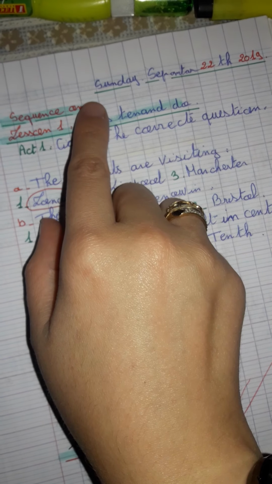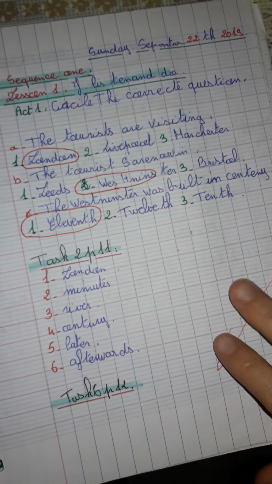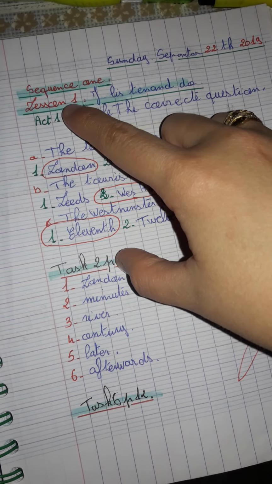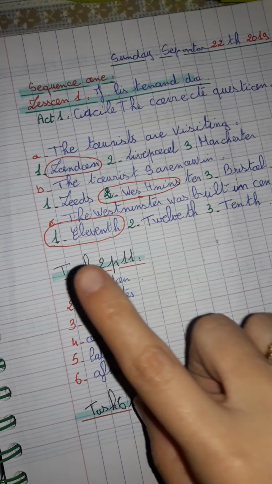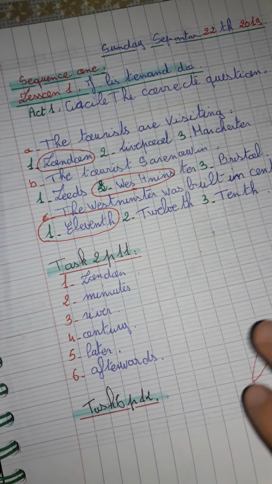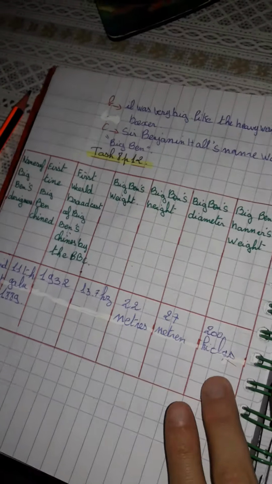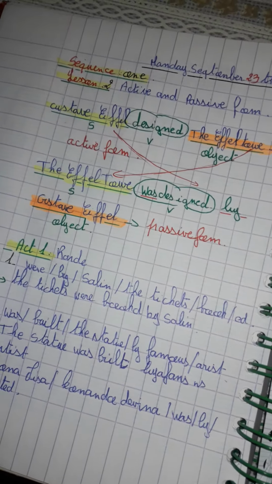So I write sequence 1, lesson 1, I listen and do. Here you can notice activity and task. Activity is my activity, and task is the task of the book. I write it this way so that they can identify and make the difference. After the first lesson, I move to the second lesson.